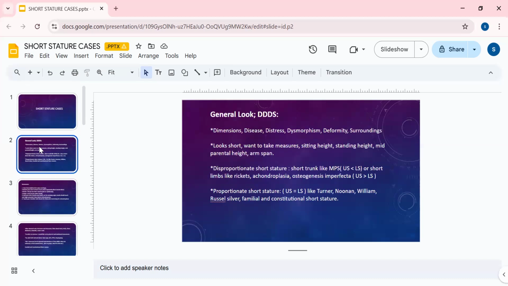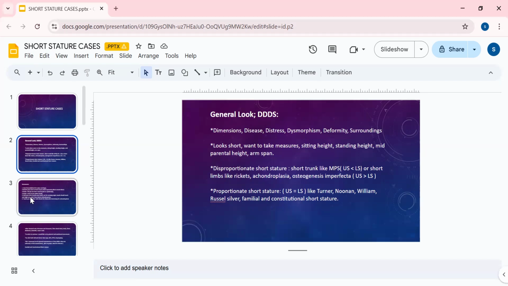At birth, the upper to lower segment ratio is 1.7 to 1. Then by 3 years, 1.3 to 1. Then by 7 to 8 years, it is 1 to 1, exactly 1:1. In adults and adolescents, it will be a little different. Short stature can be proportionate or disproportionate. In proportionate short stature, the upper segment and lower segment are equal.